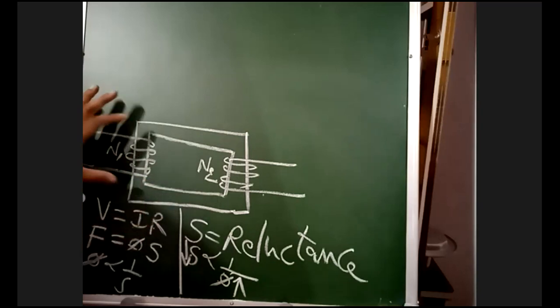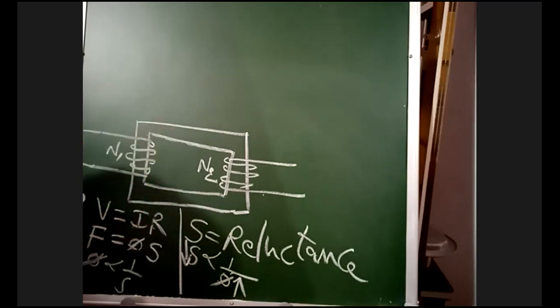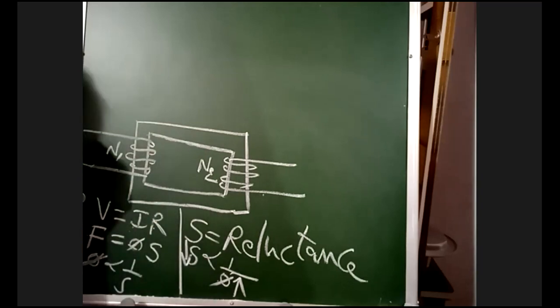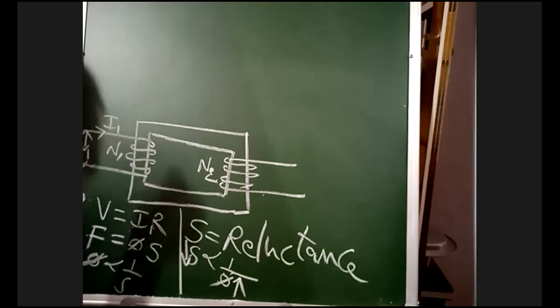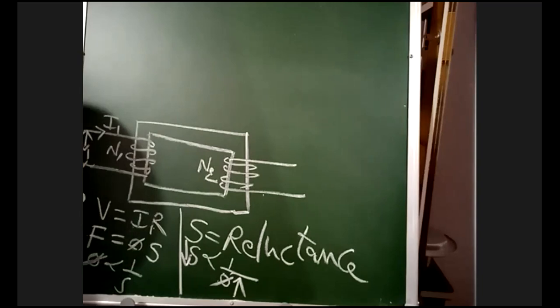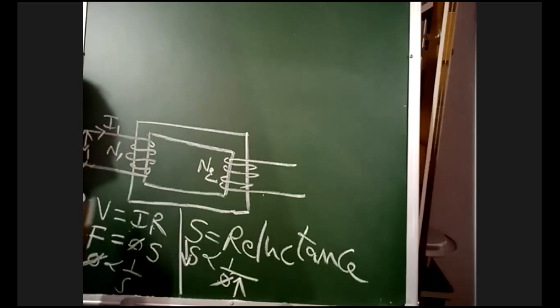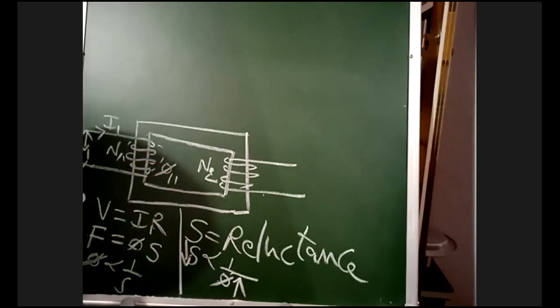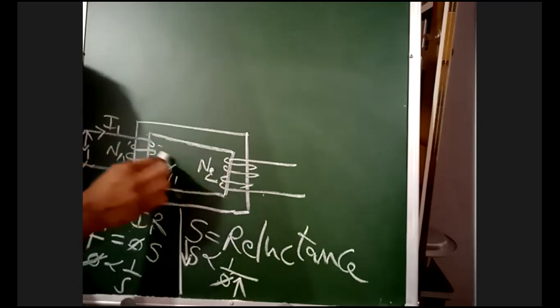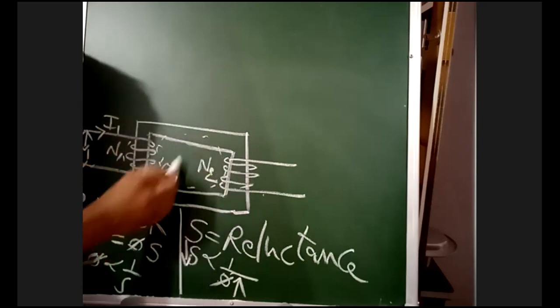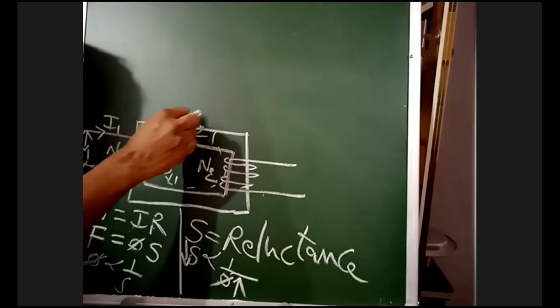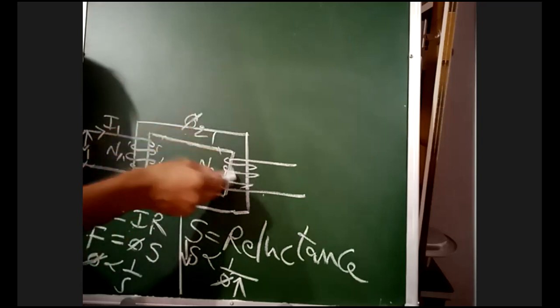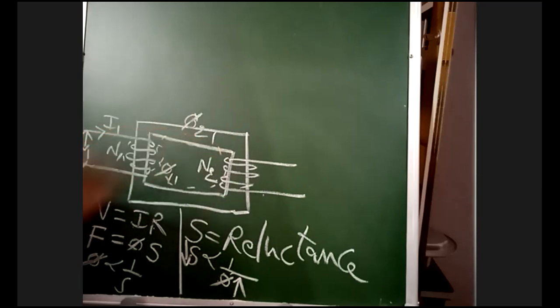We'll take one iron piece. On the iron piece, we'll place the coils, primary winding and secondary winding. Now, if you apply the supply voltage V1 here, current I1 will flow through this coil and flux phi11 is developed. Part of this flux will link with the secondary coil, and mutual flux phi21 is developed. If iron piece is there, more flux will link with the secondary coil.